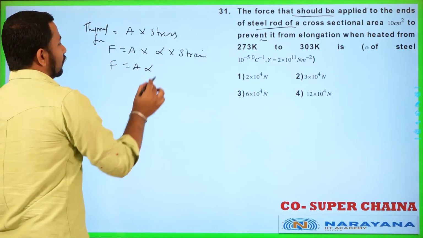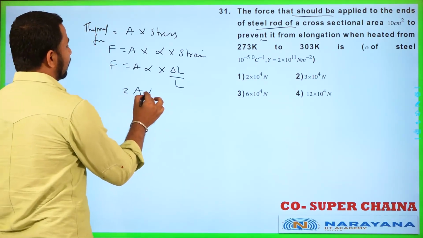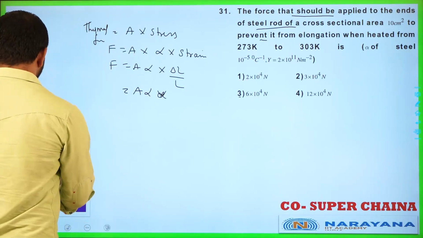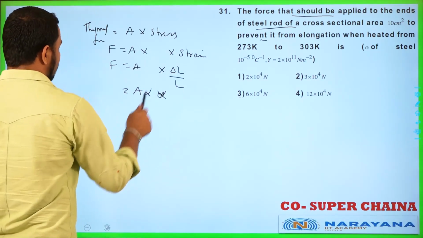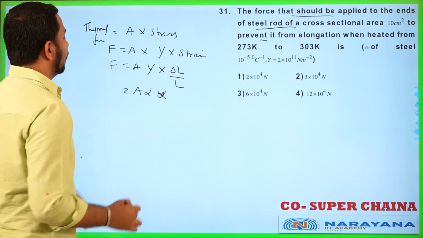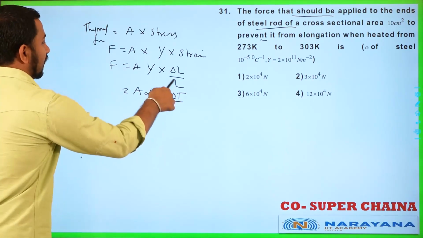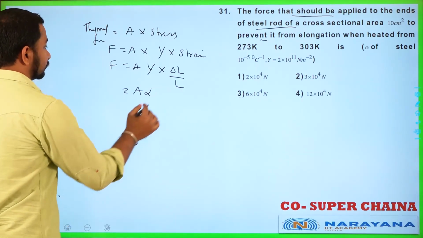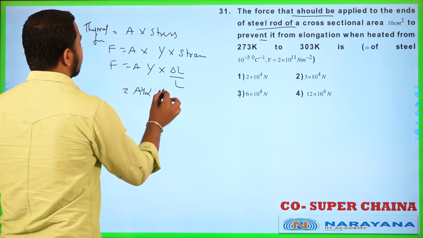Strain can be written as delta L by L, and delta L by L can be written as alpha delta T. So stress is Y, Young's modulus, multiplied by strain, so force is AY delta L by L. This delta L by L is alpha delta T. So force is A Y alpha delta T.